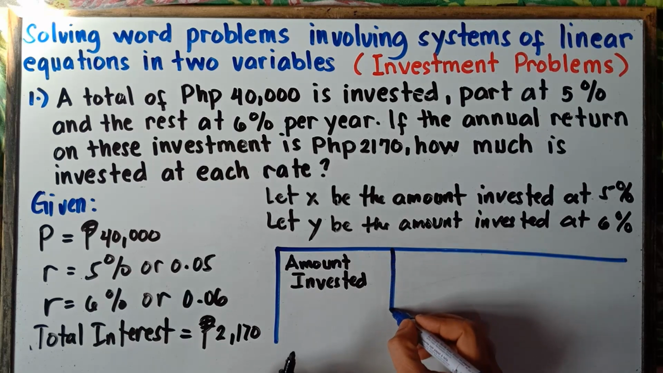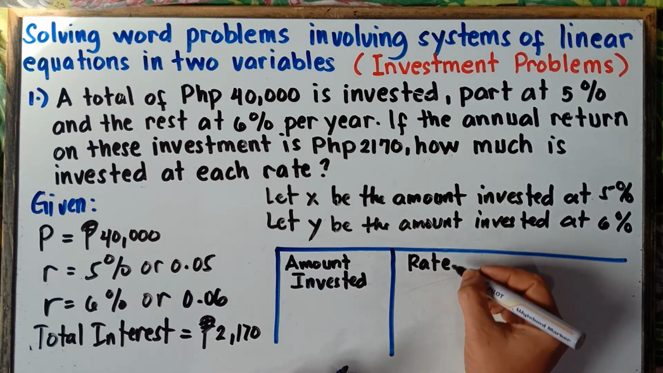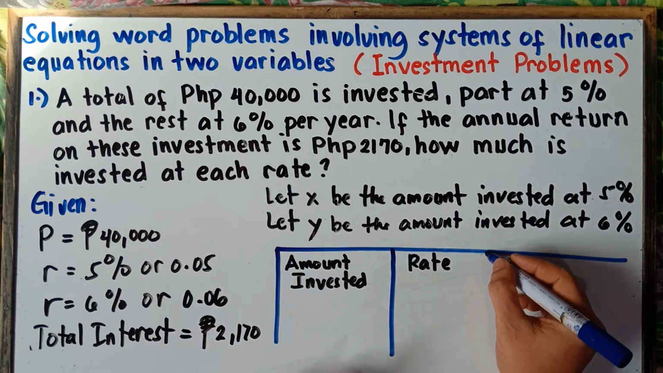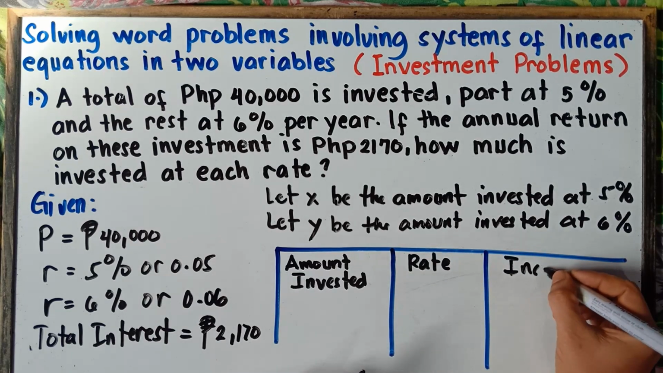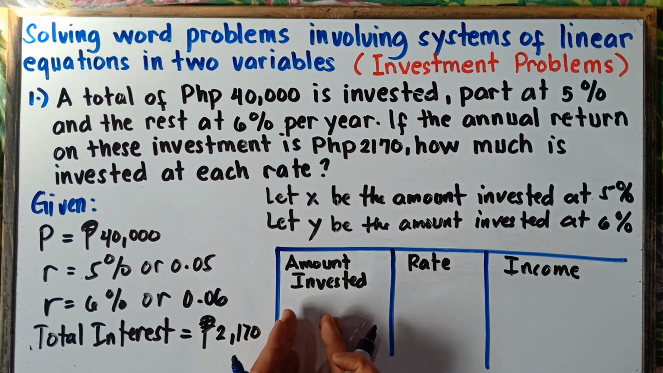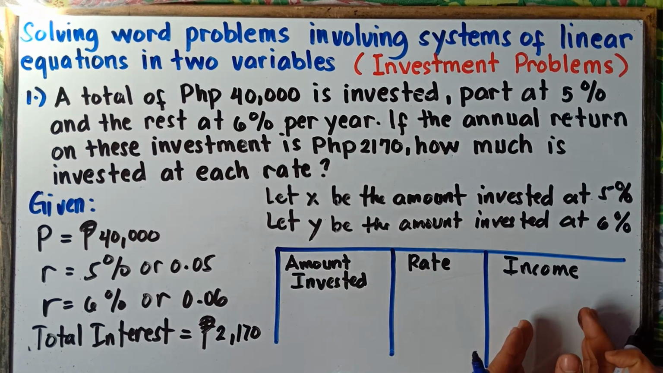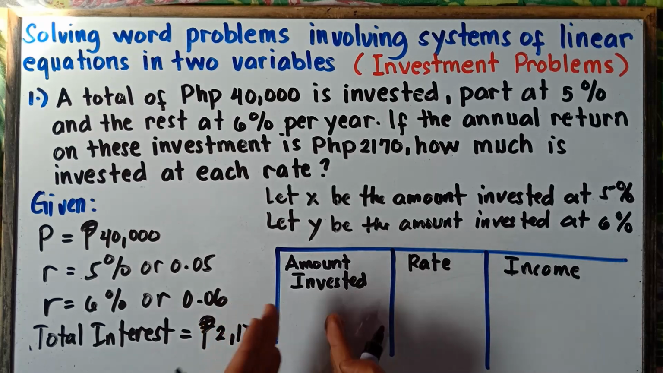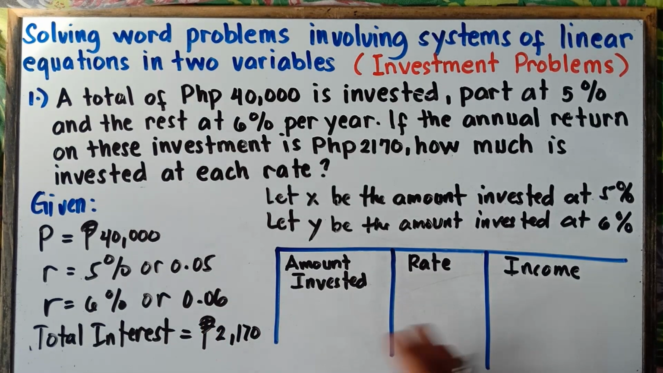This will be our first column, and then we have the rates. Alright, so rate. And then the income. Of course, class, if you multiply the amount by the rate, that would be the income, right? That would be the interest. Once again, if you multiply the amount by the rate, that would be the income, and that would be the interest. Let's have an example, class.